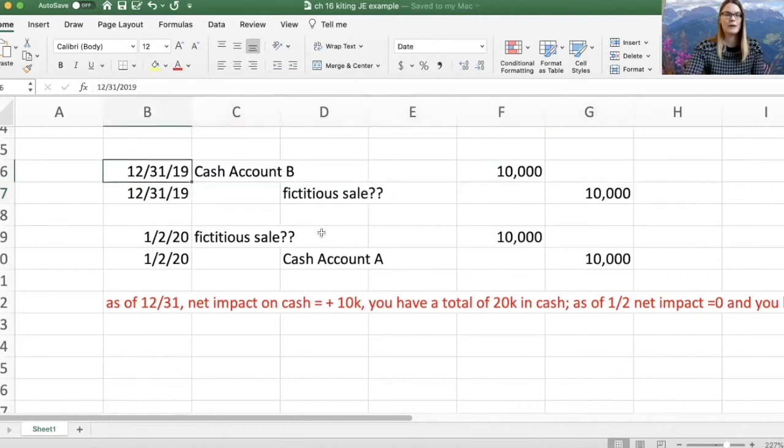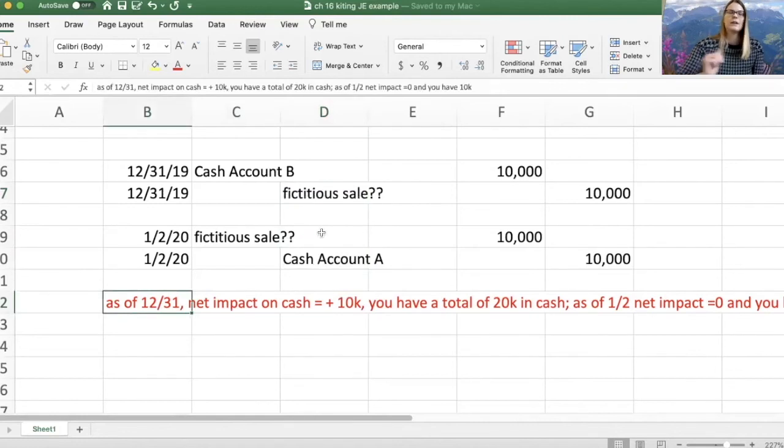And these are both happening 12/31. I need to credit something because otherwise the books aren't going to balance. So as of 12/31, the balance sheet date, what do I have? The net impact on my cash account is going to be an additional 10K. Because of this, I will wind up with a total of 20K in cash because my cash is now in account B, but it's also still sitting in account A, because I haven't credited it yet.